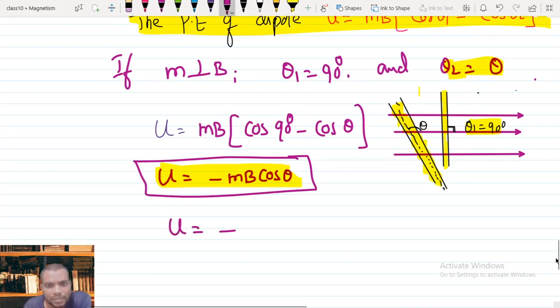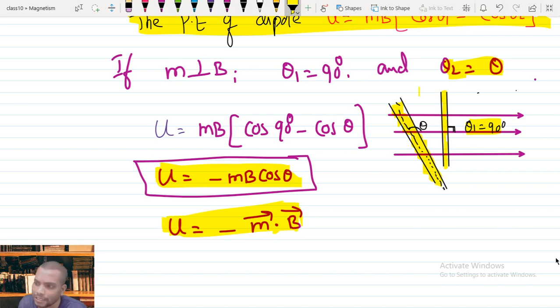So you can shrink this expression: minus m bar dot b bar. It's a dot product of two vectors. It becomes U equal to minus mB sin theta. Sorry, minus m bar dot b bar. What does the minus sign tell about it here? Think about that. And if you can get any idea of that, let us check your idea during the examinations.